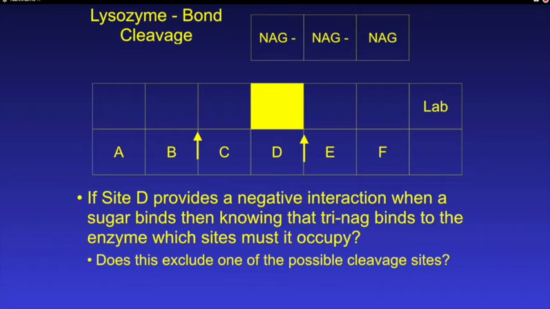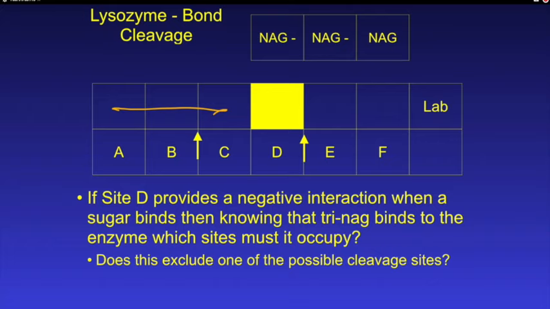If I bind here, C, D, and E, that's 2 positive energy values when I bind, 1 negative. If I bind B, C, and D, 2 goods, 1 bad. If trinag gets in there, the only possible place that it's going to bind is A, B, and C, because I have 3 great energetically favorable places for that sugar to bind. So 3 bind here, right in this spot.